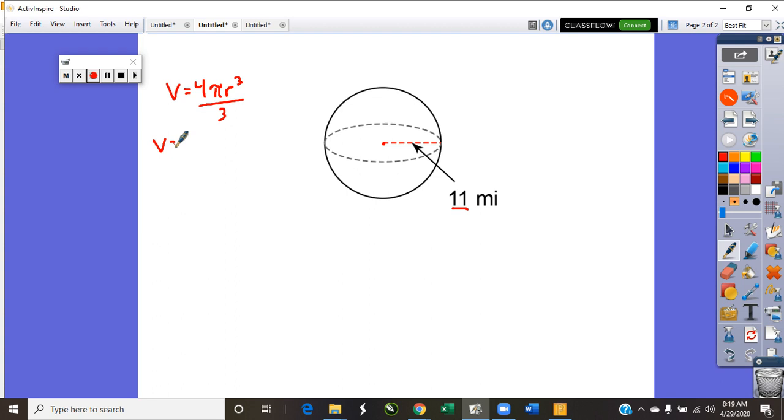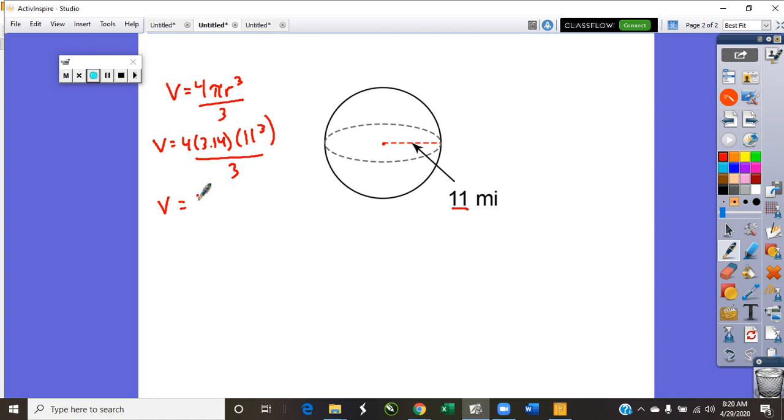Let's take this step by step. Now we have 4 times 3.14 times the radius is 11, so 11 cubed, all of that divided by 3. If you just punch all of this into your calculator, some of them may not work, depending on how your calculator is made. Sometimes they don't consider order of operations, and truthfully, we need this exponent to be done first. If you were to multiply 4 times 3.14 times 11 and then cube that number, you're going to get a much larger number than the actual number.